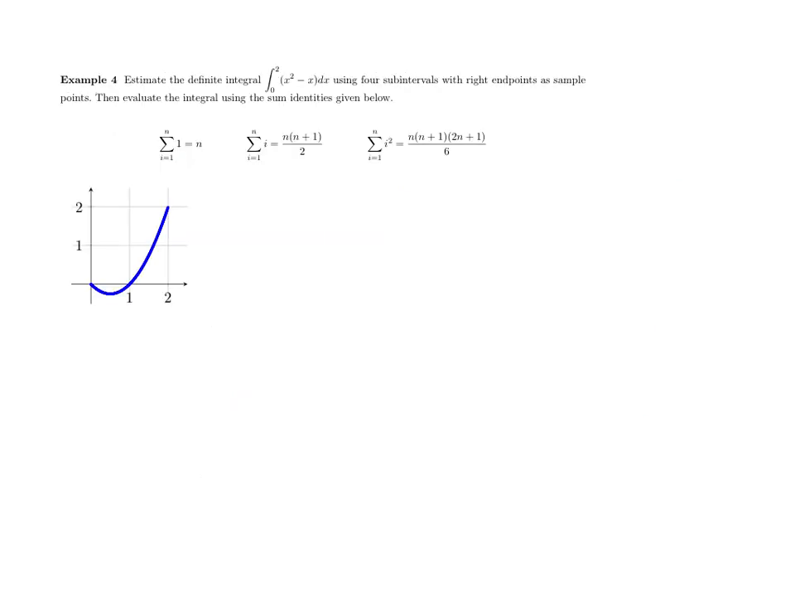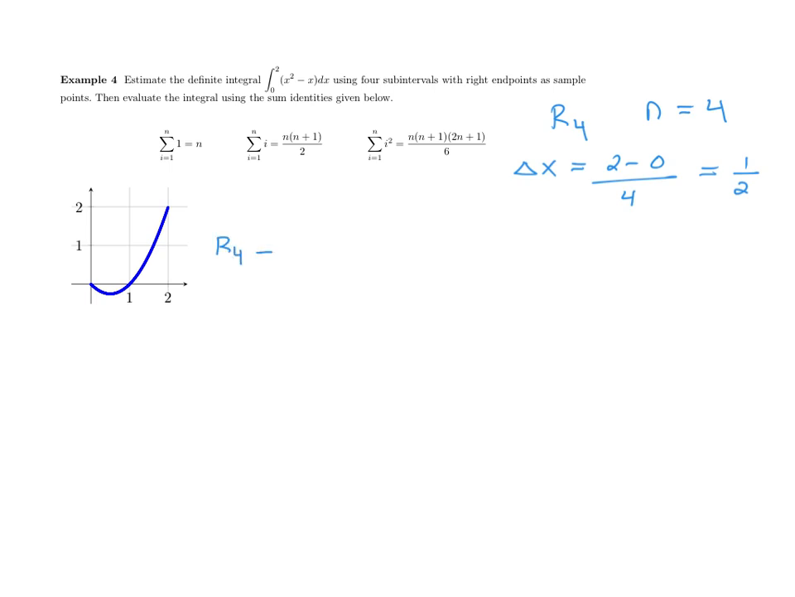In example 4, let's estimate this definite integral by using 4 subintervals and right endpoints as sample points. So here's the function x squared minus x from 0 to 2. Our first goal is to estimate this definite integral by using R sub 4. That means we're using n equals 4 rectangles. We need to know delta x. That's the length of the interval divided by the number of rectangles, and that's equal to a half.